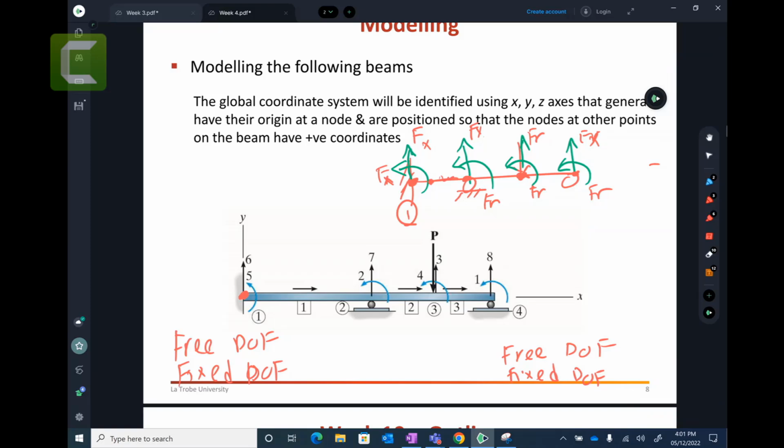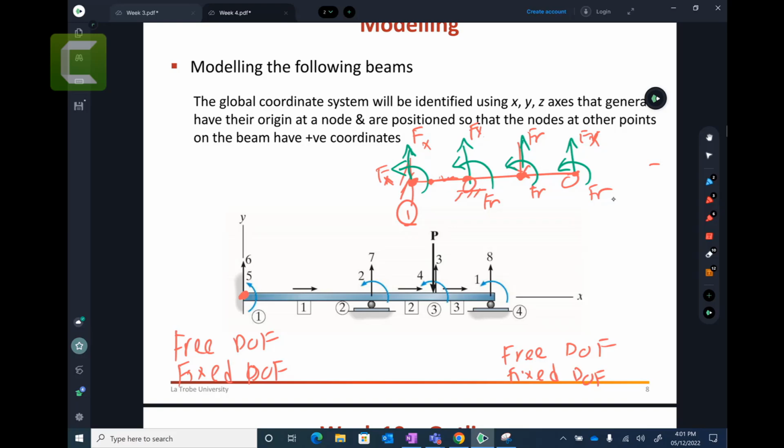If you just take a point, think about it: if it is a fixed support, displacement and rotation are fixed. If it is a roller, it can freely rotate, but it cannot go vertically up and down. If it is a pin, you still cannot go up and down, but it can rotate. So I hope you understand that.